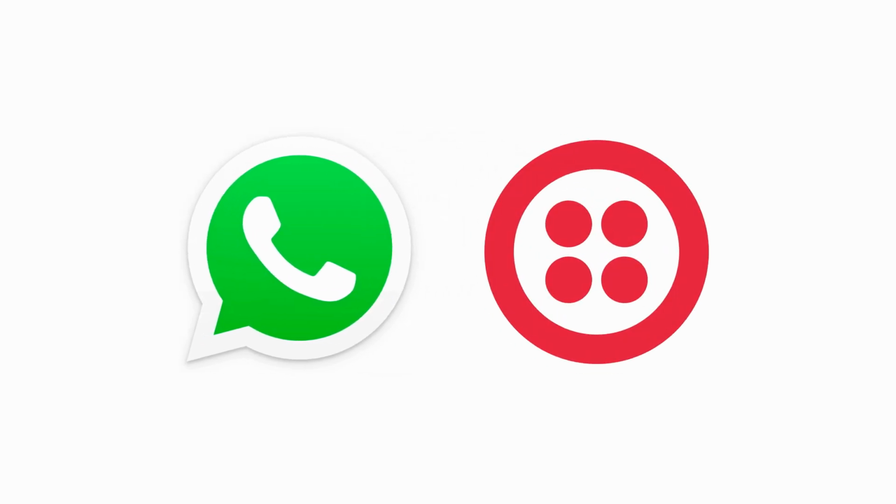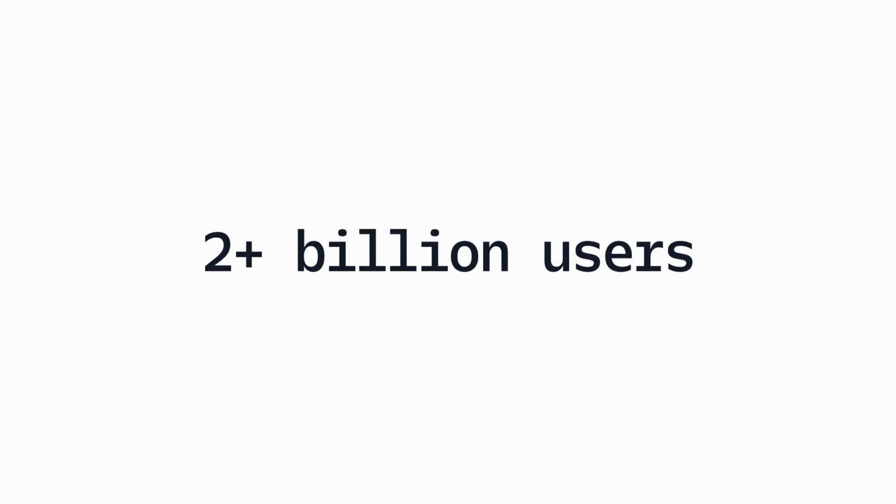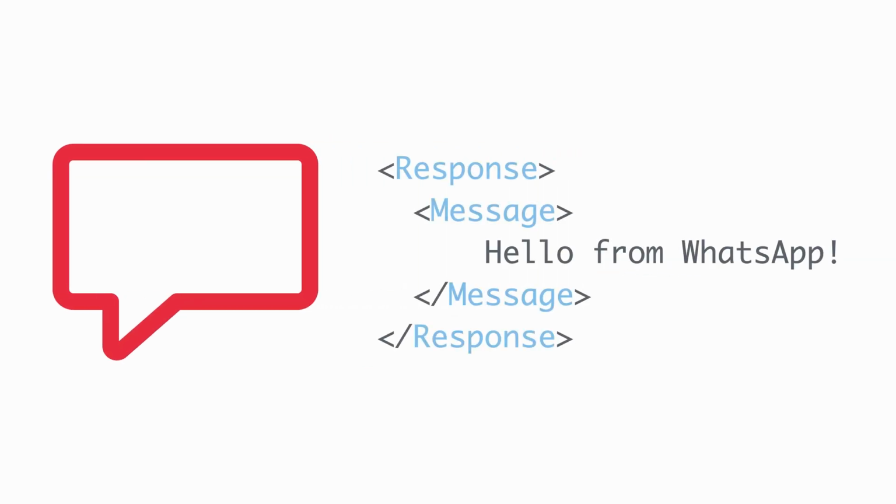WhatsApp is the world's most popular messaging application. The Twilio API for WhatsApp makes it super simple for you to connect your business to the over 2 billion users on the WhatsApp platform. If you've used Twilio's SMS API, you already know how it works. Let's see how to get started in the Twilio console.